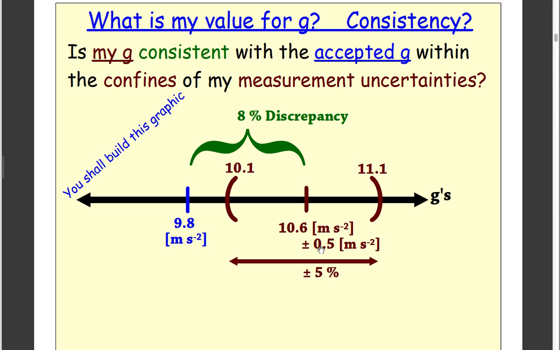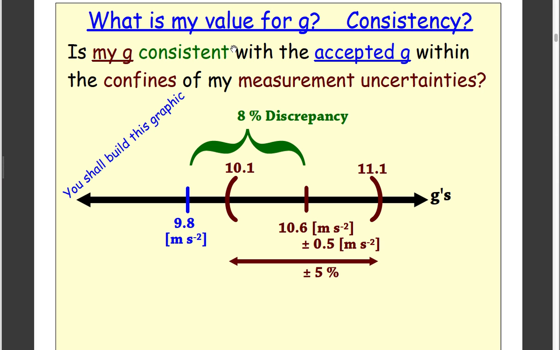And I know my g to within plus or minus 0.5 meters per second squared. In other words, I cannot say that my g was absolutely 10.6. My g could have been anywhere from 10.1 to 11.1 based upon my measurement uncertainties, which had a 5% spread around my value for g. The real g is sitting outside the confines of my measurement uncertainties. It's sitting over here at 9.8 meters per second squared. And in fact, between my g of 10.6 and the accepted g of 9.8, there's an 8% discrepancy.